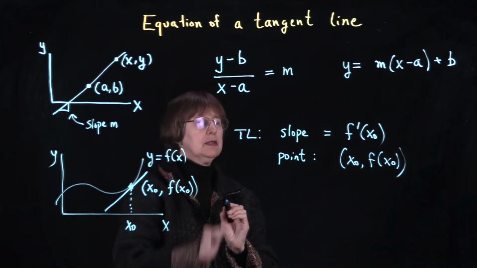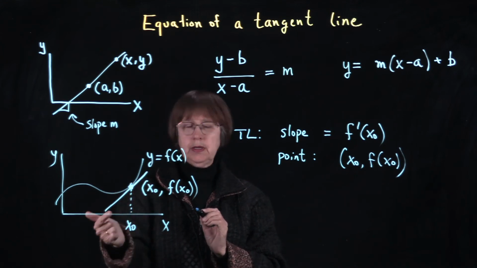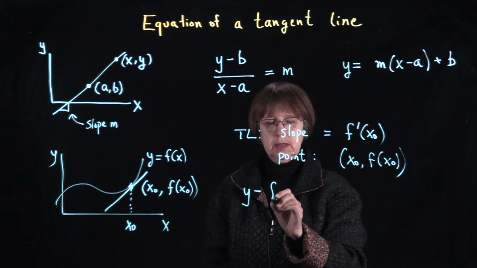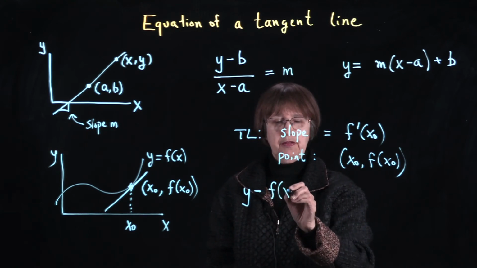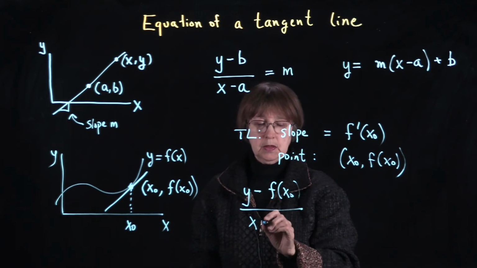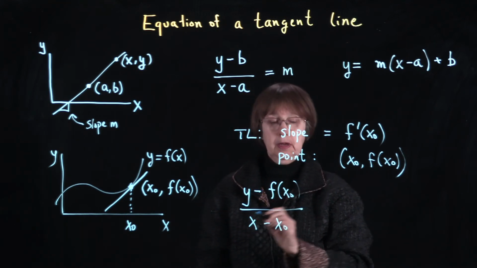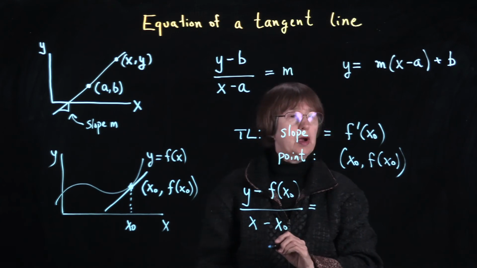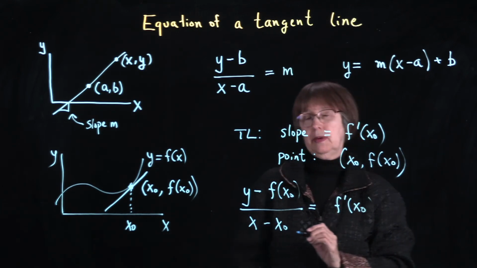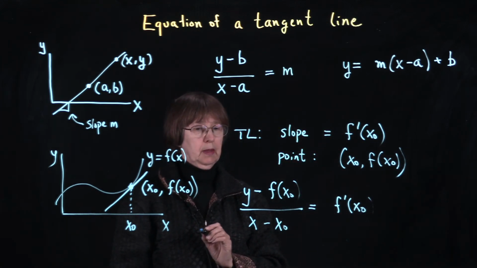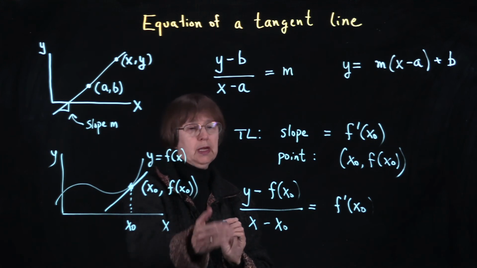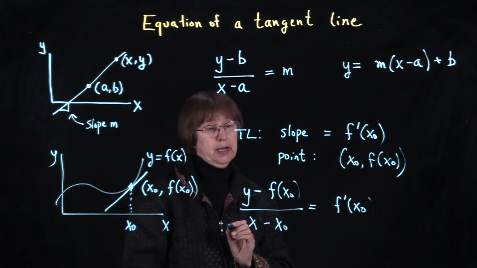So going through exactly the same steps, any point on that line will satisfy the fact that the difference in the y coordinates, y minus f of x naught, divided by the difference in the x coordinates, x minus x naught, has to be the same everywhere, namely has to be equal to the slope, f prime at the point x naught. We can manipulate this to put it in a more convenient form, but this is essentially the equation of the tangent line already.